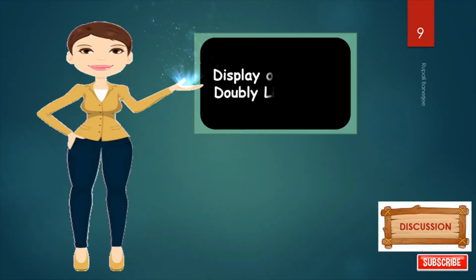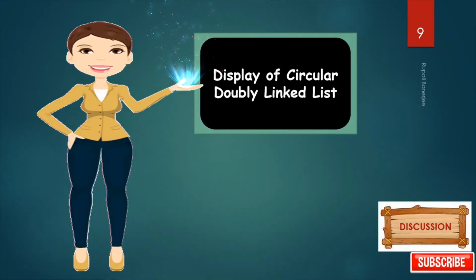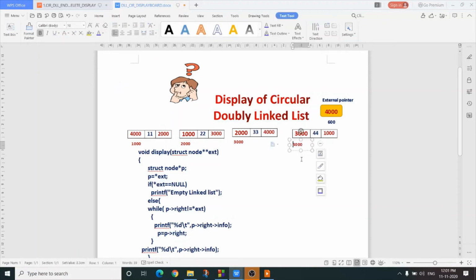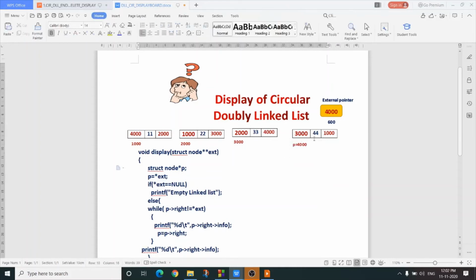Our next function is display of a circular doubly linked list. First see the discussion. Display of a circular doubly linked list. The function name is display. I am passing the address of the external pointer or header, that is 600. Struct node star p can hold the address of any node. I give p equals star ext, that is p holds the address of the last node. Because it is a circular doubly linked list, p holds the address of the last node. Star ext means 4000, so p is 4000.